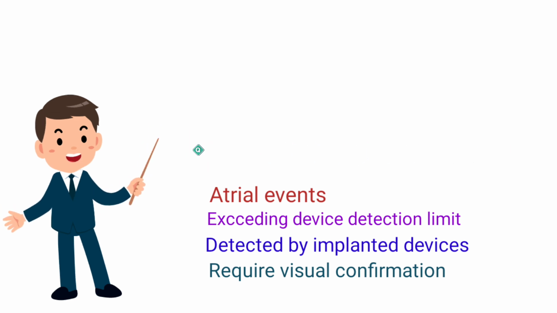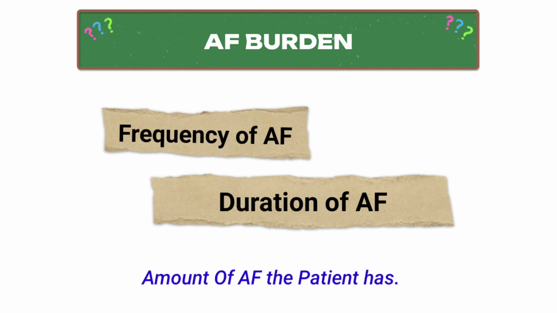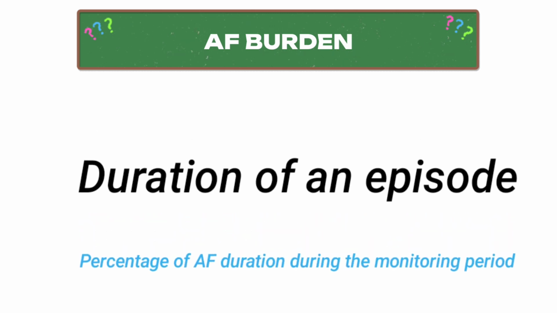AF burden. AF burden encompasses both frequency and duration and refers to the amount of AF that an individual has. AF burden has been defined differently across studies. In the present guidelines, AF burden is defined as the duration of an episode or as a percentage of AF duration during the monitoring period, depending on how it was defined in the individual studies.